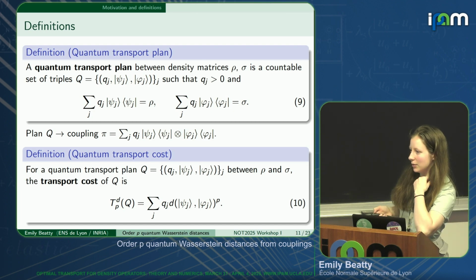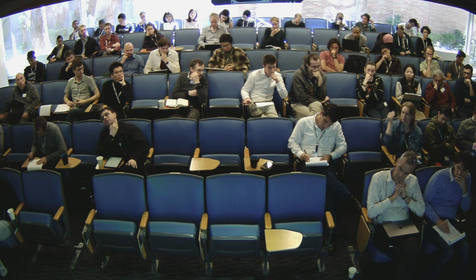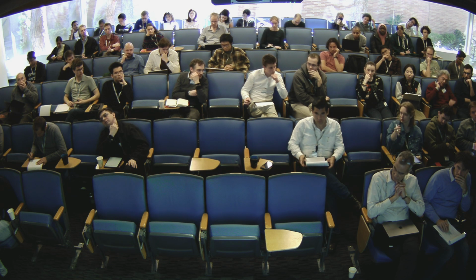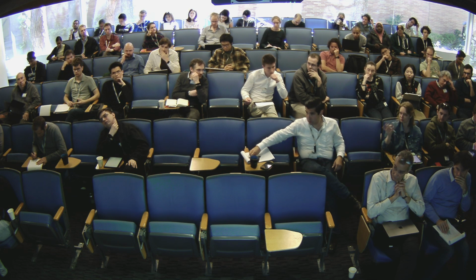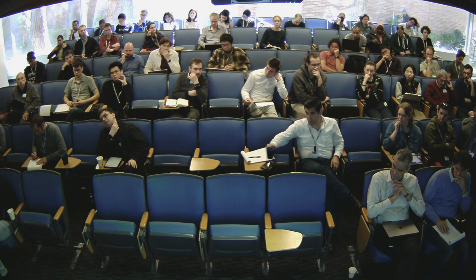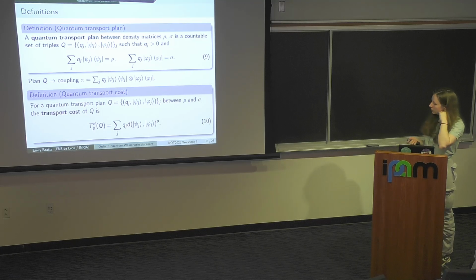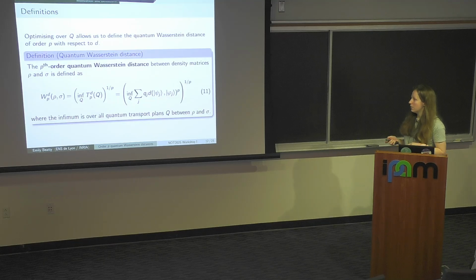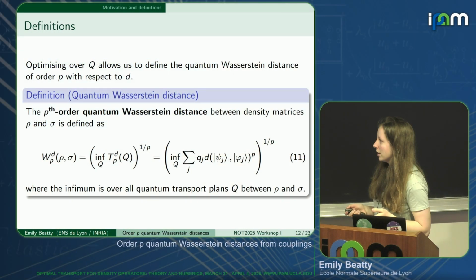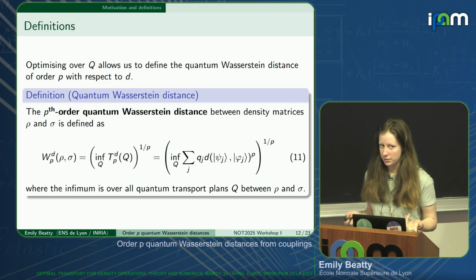Go ahead. Sorry, do you assume that the metric is induced by the inner product in the Hilbert spaces, or you just? It can be anything. A lot of interesting examples are induced by norms or inner products, but not necessarily. And then finally, again, as in the classical setting, if you take the p-th root of the infimum over all transport plans of the transport cost, you get the definition of the quantum Wasserstein distance.